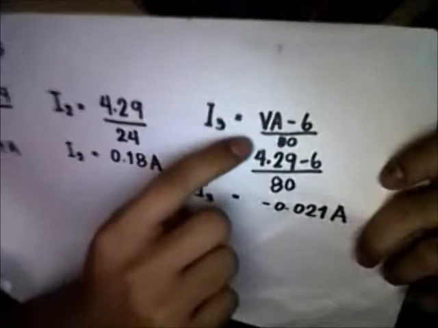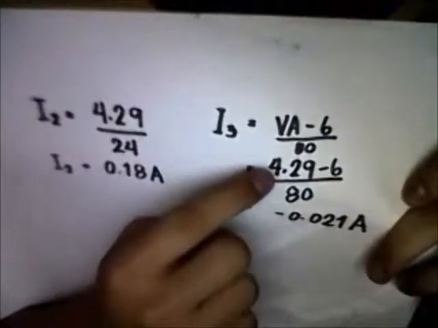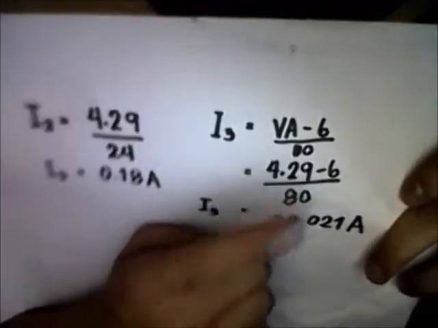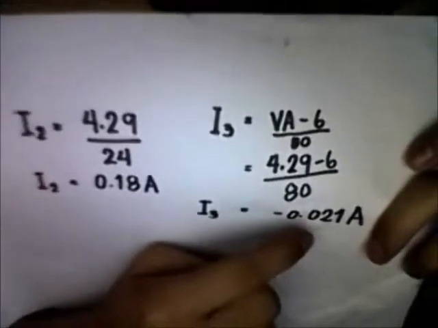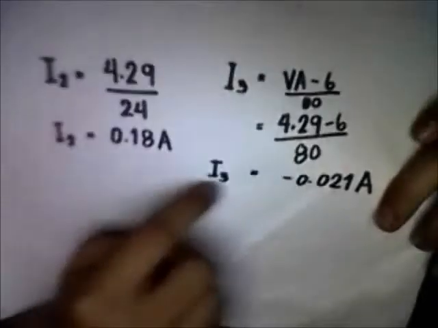Next is for I3. So VA minus 6, substitute the value of VA, therefore we acquire 4.29 minus 6 all over 80. We have negative 0.021 amperes for I3. So that's how you get voltage from the node using nodal analysis. And also we have acquired the current in the circuits. So I hope you have learned something from me. Thank you.